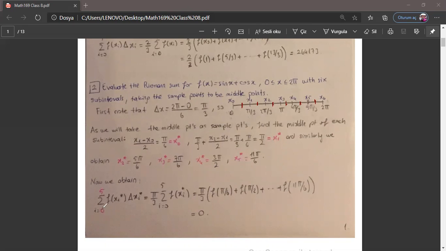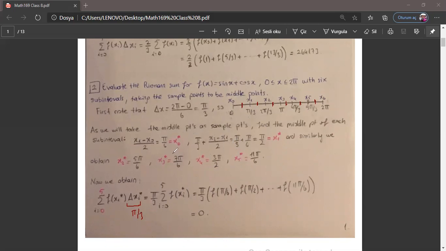Now what do we have? We have this Riemann sum, okay? For this part, we know it is pi over 3, right? Because you can see between pi over 2 and pi over 6, we have pi over 3. We have translated them with a distance pi over 3, so we have the same distance. Okay, so again we write it outside of the sum.